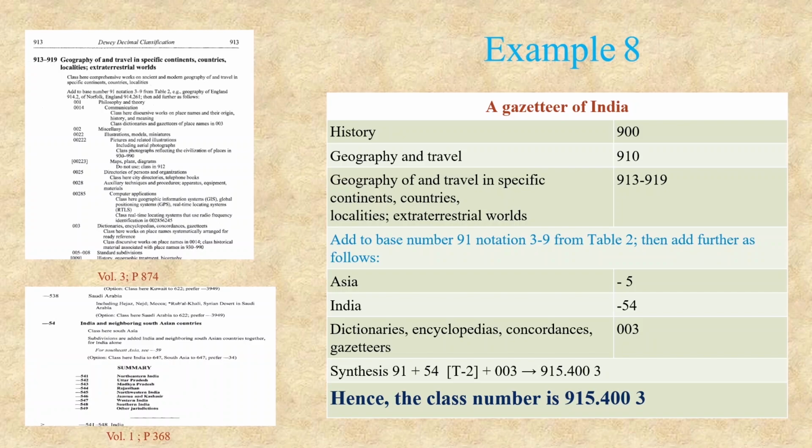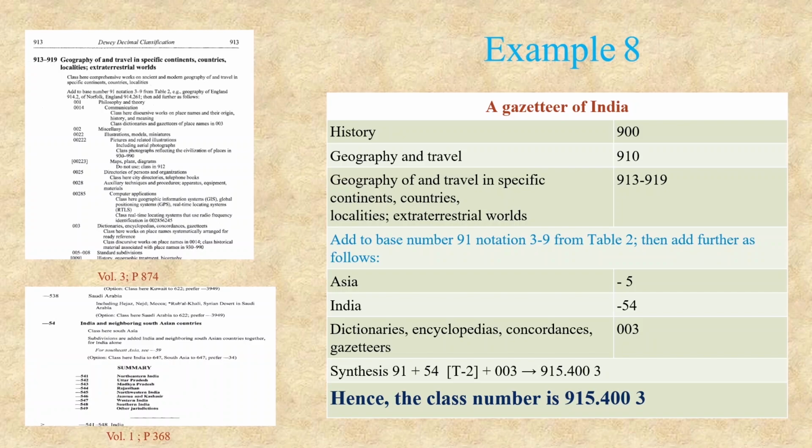Step 1, identify key elements. What will be the subject? Here the subject is Gazetteer. That falls under geography and travel, that's 910. Then the geographic focus, that means geographic location, that is India. Geography and travel falls under 910, that is page 874, volume 3.